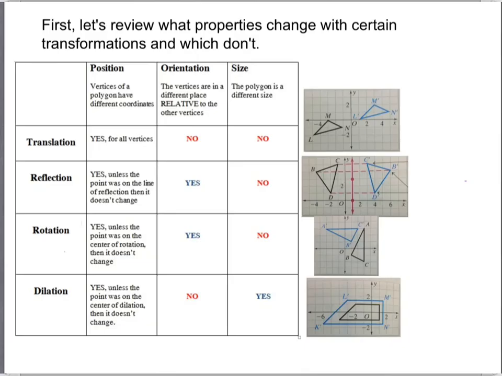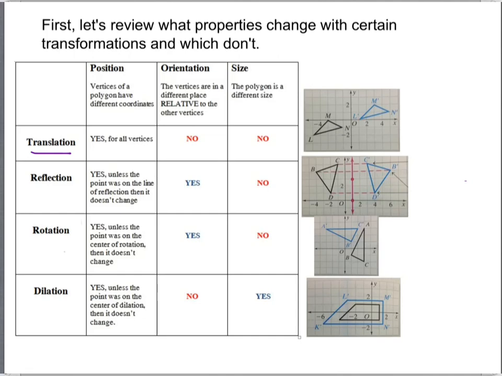So first, let's review the properties that change with certain transformations and those that don't. With a translation, the position changes, so the vertices of the polygon have different coordinates. The orientation does not change, so how the vertices sit with each other. If you look at the first figure and the second figure, the vertices are all in the same order. We went over this yesterday, so I'm not going to go over it extensively here, but the orientation doesn't change with translation, nor does the size.